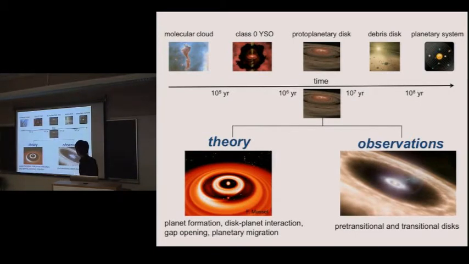The gas is still here, and the planets are forming, a lot of things going on here. So the investigation can be carried out in both a theoretical way and an observational way. On the theory side, people study theoretical planet formation, disk-planet interaction, gap opening, planet migration, etc. Observationally, people are trying to detect the signposts of planet formation in disks. As you know, these days people are looking at pre-transitional and transitional disks, which are believed to have some relation with planet formation.